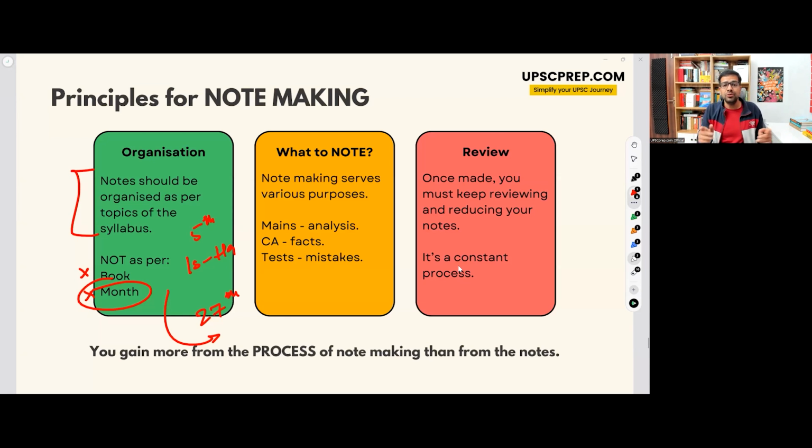That is the worst thing that you will do, because you will spend time making them and they will be useless. Right? At this point, there is also the conversation that should notes be digital or handwritten? It's a personal preference. However, I would make a slight distinction. When you're making static notes, static kya hai? Static is polity ka notes. Static is economy ka basic notes. These can be handwritten. But if you're making current affairs ka notes, prefer making digital.